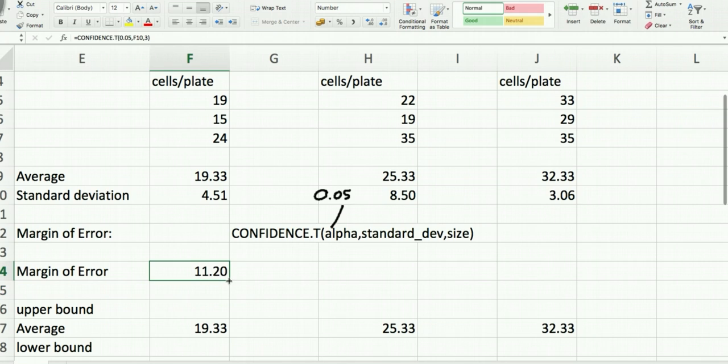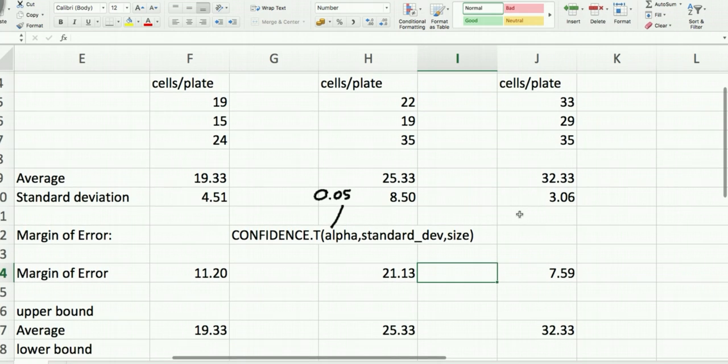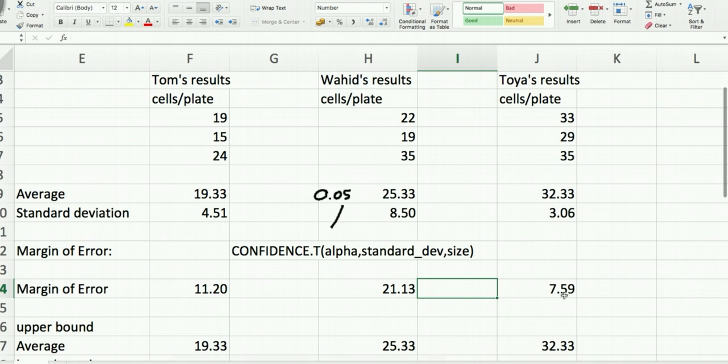And we can do that now for Wahid's and Toya's samples as well. I just drag it along and remove this. So the margin of error for Toya's plates is 7.59. For Wahid's plates is 21.13. So there is quite a bit of margin of error. But we can see that because he has quite a large spread here in the standard deviation. And Tom's results are sort of in the middle.